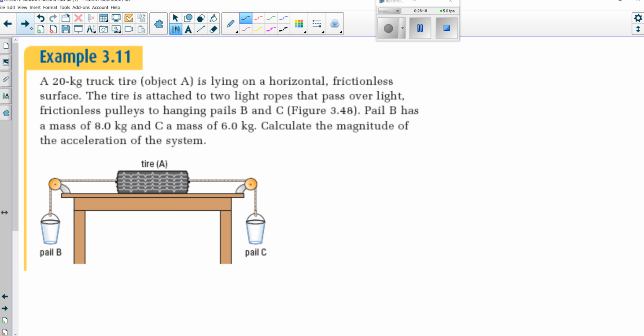Okay, try this one. So there are 3 masses in this system: 2 buckets or pails and 1 big tire on a frictionless table with light frictionless pulleys. We always have to put that in there, because if the pulley had mass, would I have to combine the pulley's mass to the system? Yeah, because it would also be accelerating. We simplify. We don't worry about the mass of the pulley.